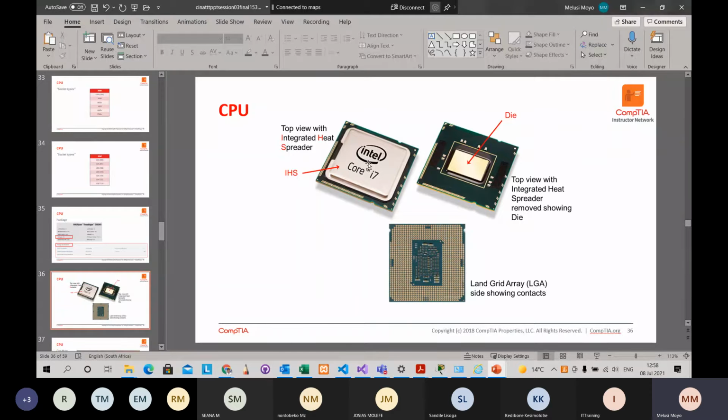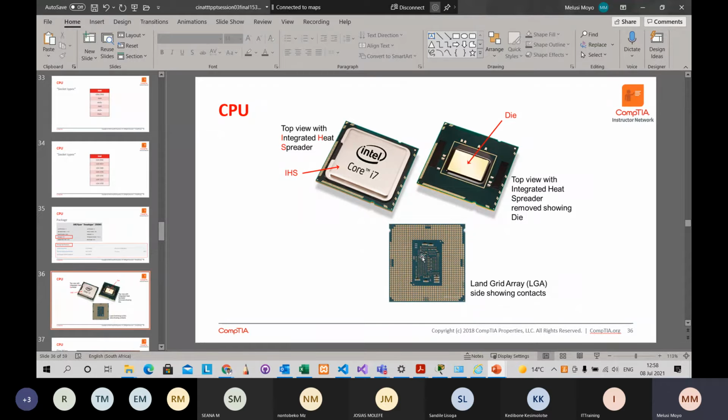So this is the top view of the CPU. And then the die is the part that has to contact the motherboard, and this is where the cores are. Top view with integrated heat spreader removed, showing the die. Land grid array, LGA side, showing contacts. So you can see this is the LGA, and it has the metal contacts. We said the socket of the LGA is the one with the pins protruding, and the CPU on its own has the metal contacts, which we attach to the pins protruding from the CPU socket.